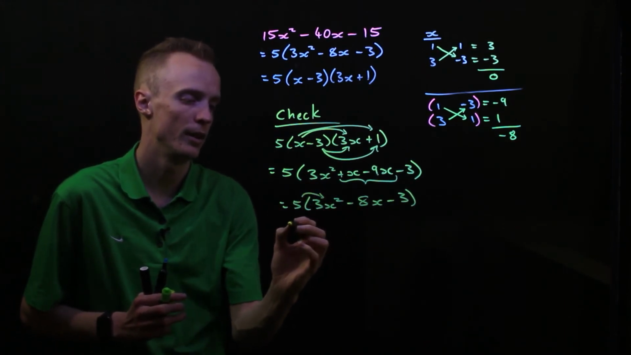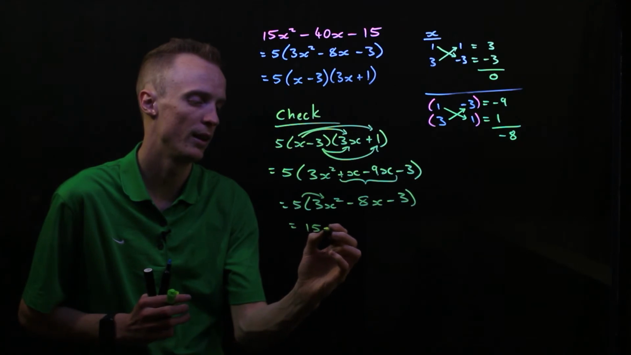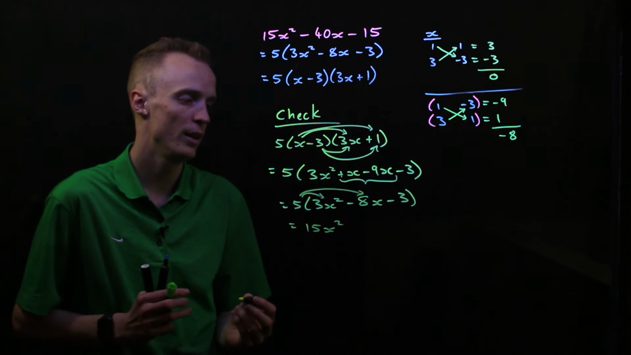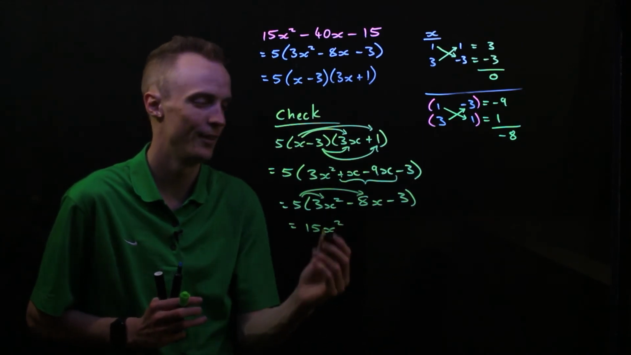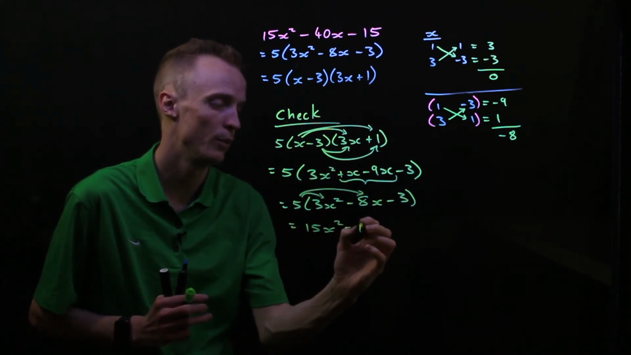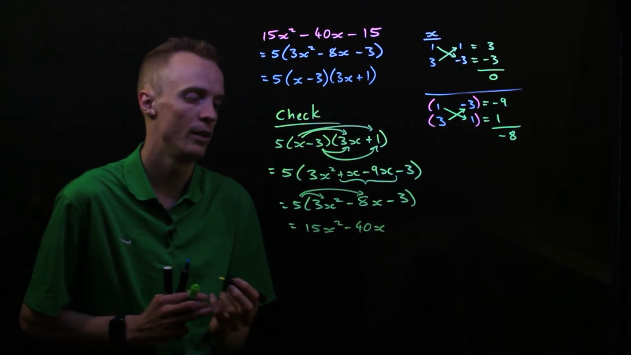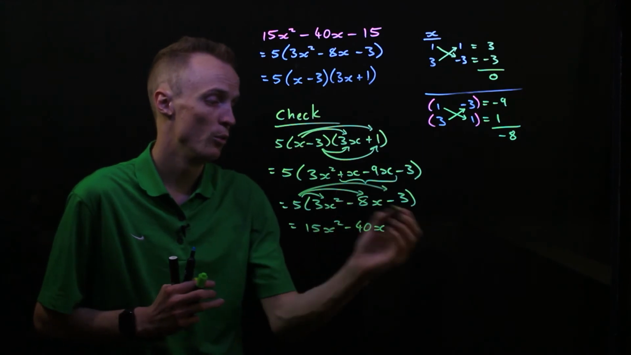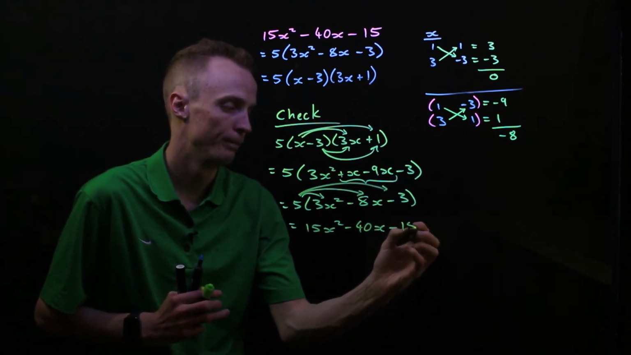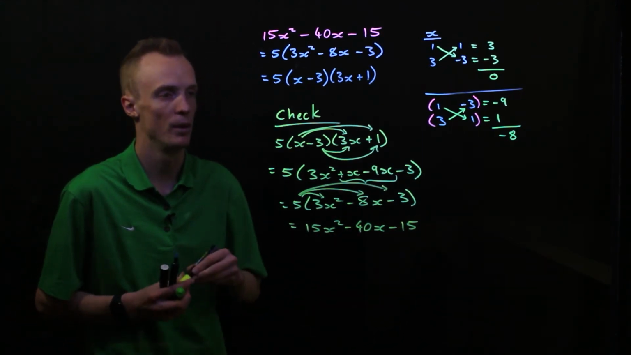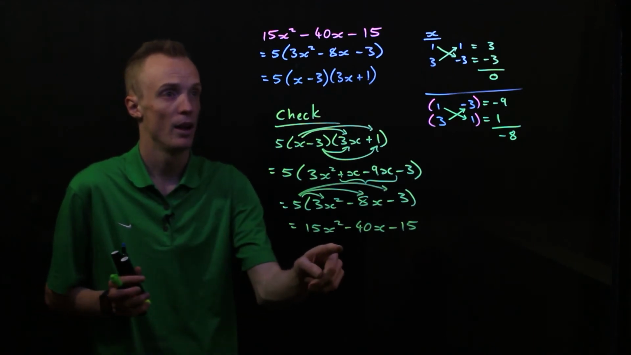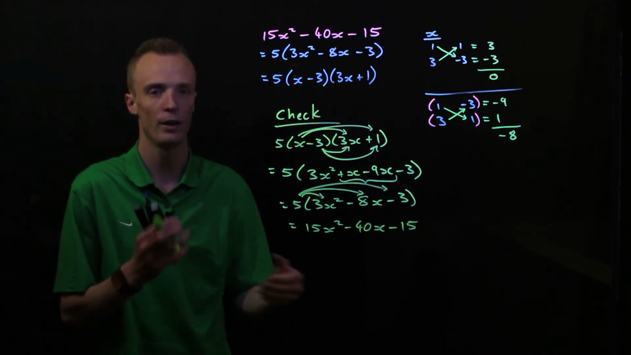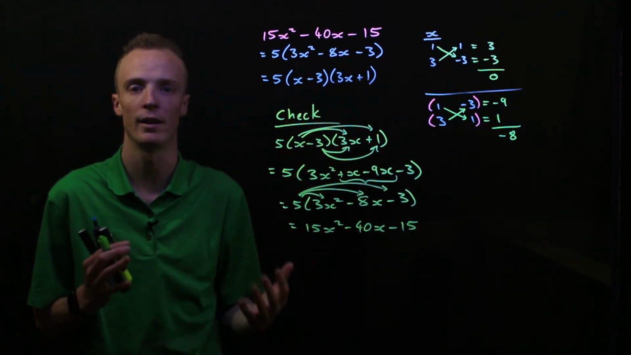So 5 times 3x squared will be 15x squared. 5 times negative 8x, so 5 times negative 8, will be negative 40x. And then 5 times negative 3 will be negative 15. So what we can see here is our expanded form matches our expanded form from the top. So we've factorised this into the linear factors correctly.